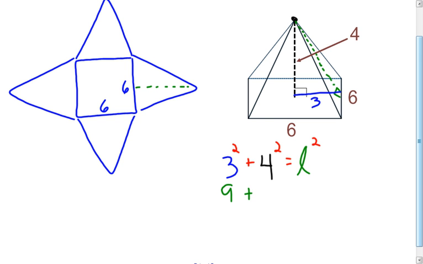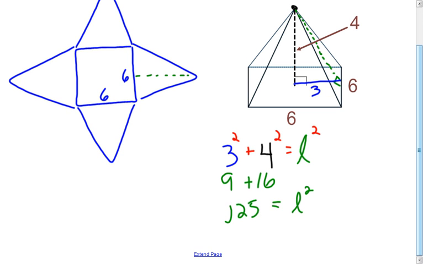We have 9 plus 16 is 25. So 25 is equal to the slant height squared. We take the square root of both sides, we find out that our slant height is 5. This part right here is 5, so when I come back over here, I know that's 5.